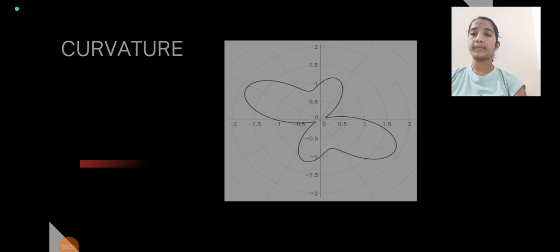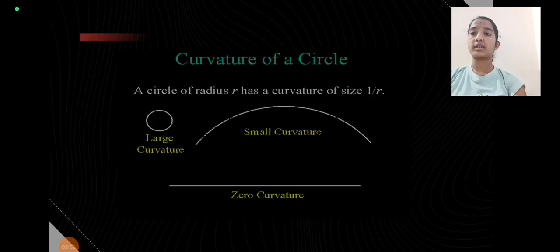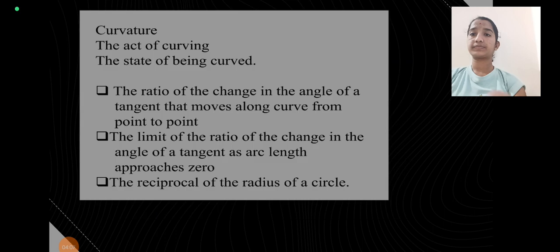Curvature. Curvature of a circle: a circle of radius r has a curvature of size 1 by r. Curvature is the act of curving, the state of being curved. It is the ratio of the change in the angle of a tangent that moves along a curve from point to point, the limit of the ratio of the change in the angle of a tangent as arc length approaches 0, the reciprocal of the radius of a circle.